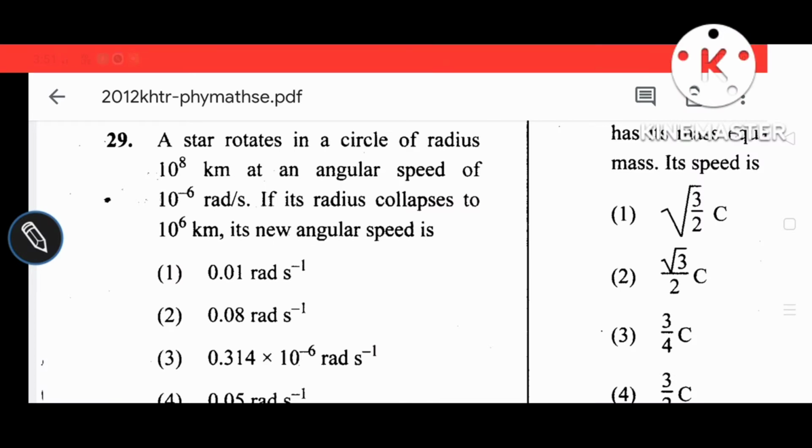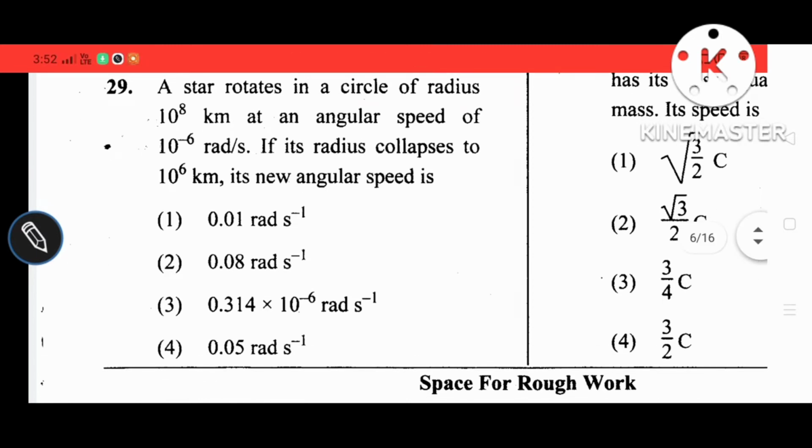Yesterday we solved up to question number 28. Now let us solve the 29th one. A star rotates in a circle of radius 10 raised to 8 km at an angular speed of 10 raised to minus 6 radians per second. If its radius collapses to 10 raised to 6 km, its new angular speed is. Okay, let us solve this one.